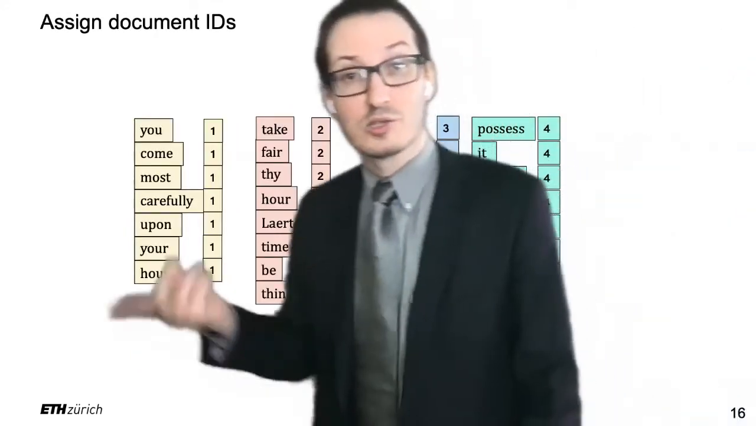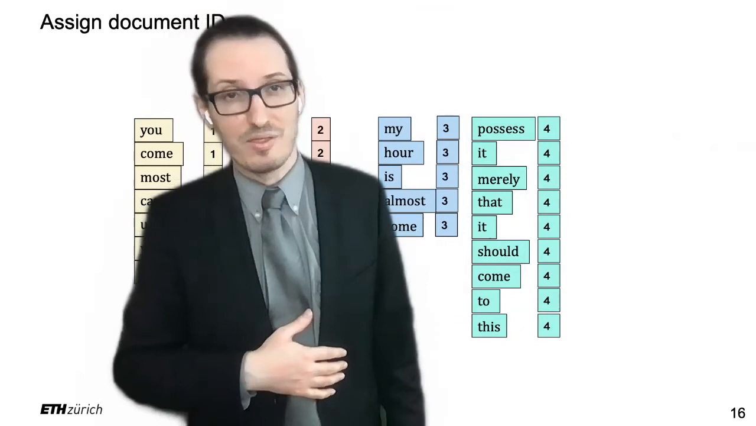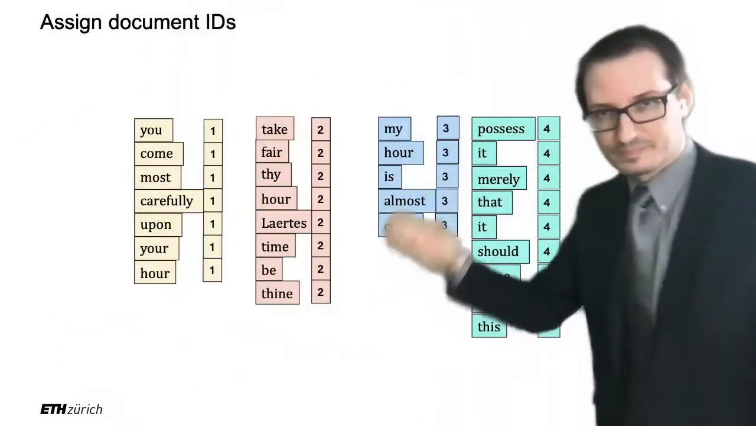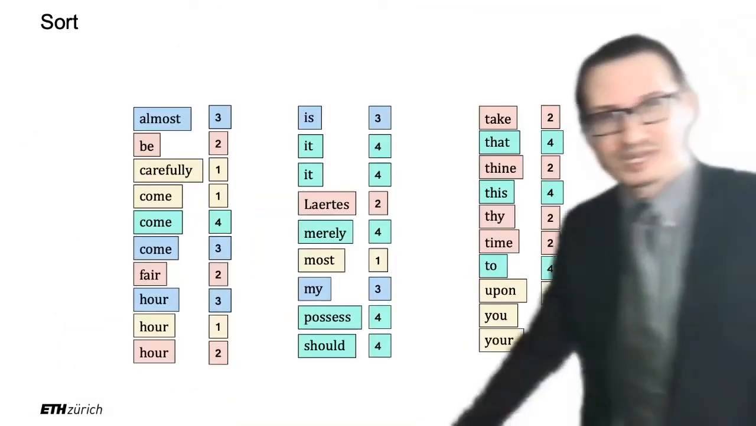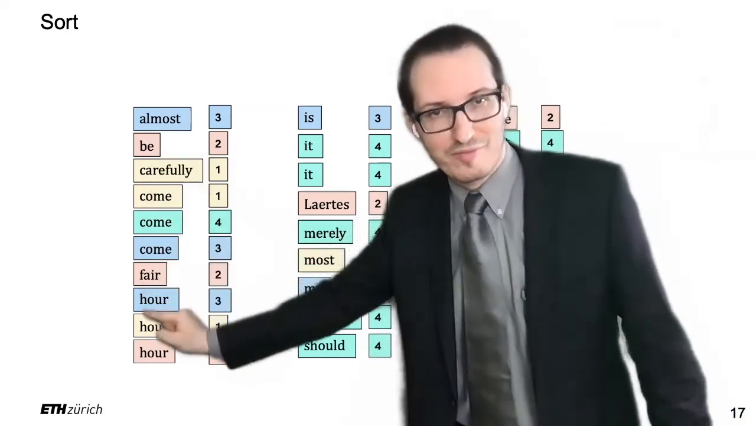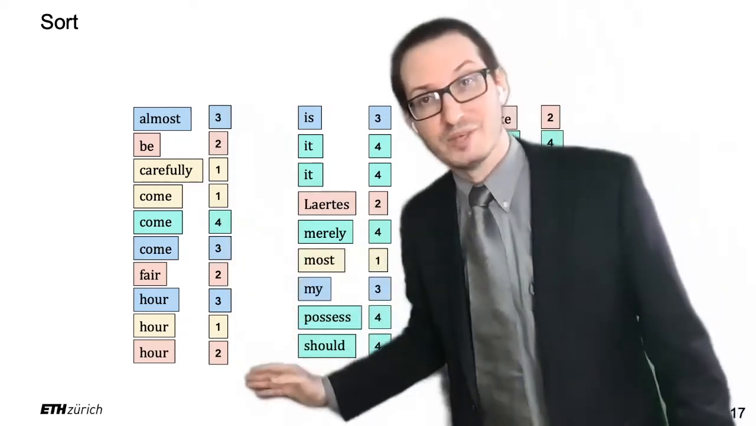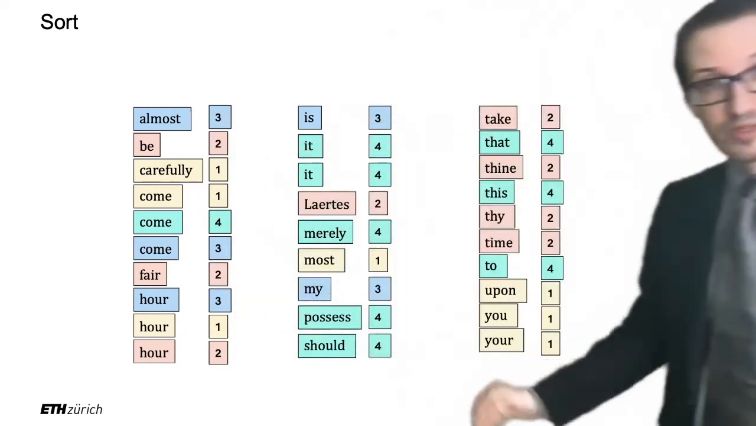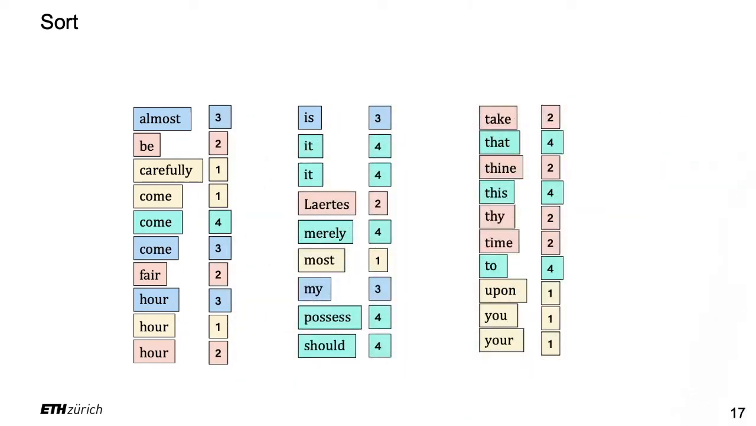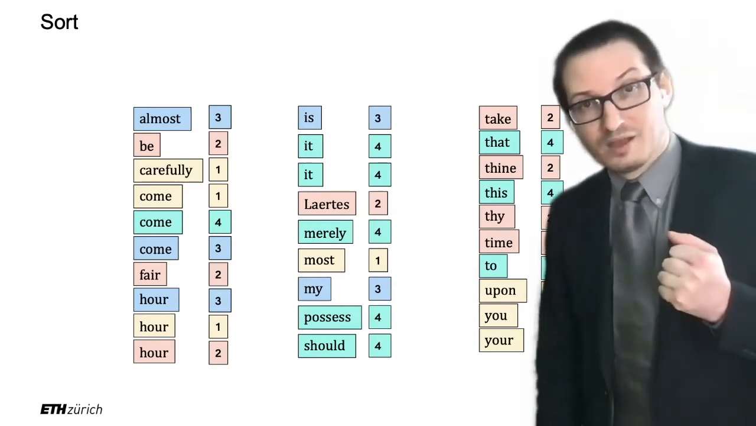Next, well, let's sort alphabetically all these terms, right? Let's sort it alphabetically. This is what we get. A, B, C, F, H. So you see it's all alphabetically sorted. But of course, now it's shuffled with the document IDs, right? But we don't care. We want the alphabetical sorting.